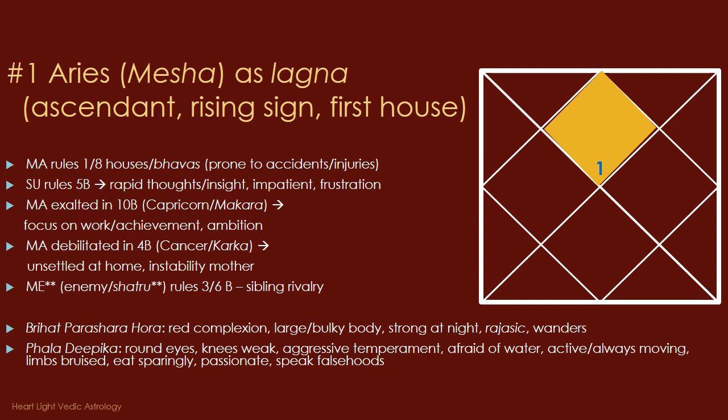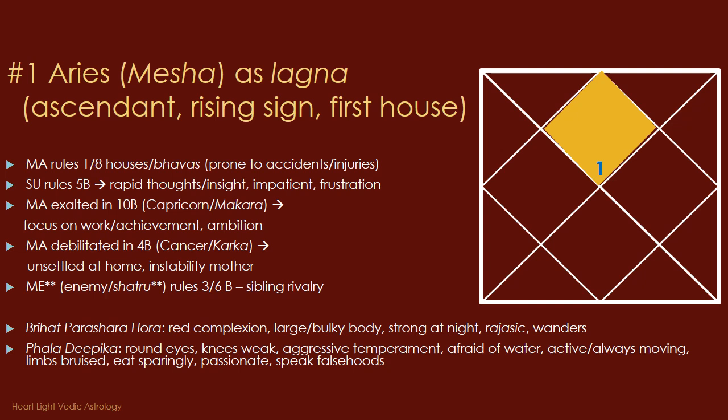And you can see that these correspond with a lot of the fiery qualities we've talked about in the previous slide. So, like in the Brihat Parashara Hora, they talk about a red complexion. Again, the first house represents especially the face and the head. So if you have all this fieriness, you might have somebody with a red complexion. They might also have a larger, bulky body. I'm guessing, I don't know for sure, that this might be because Martian people tend to be muscular, as Mars represents muscles.